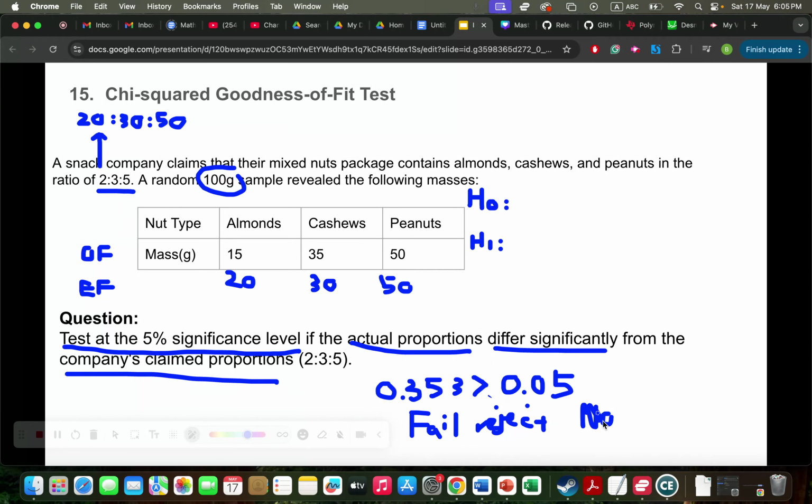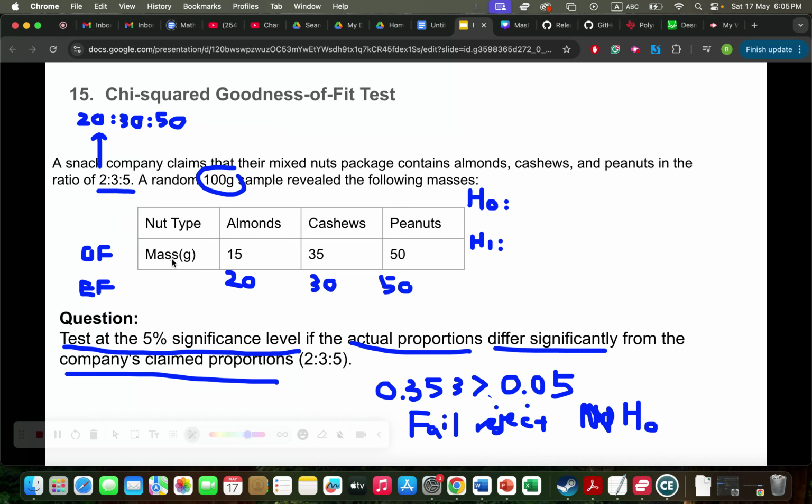Sorry, this should be H0. Fail to reject the null hypothesis. Okay, all right. So just make sure you know the difference between this. Make sure you use the p-value. Make sure you know how to put these numbers onto the GDC as well.